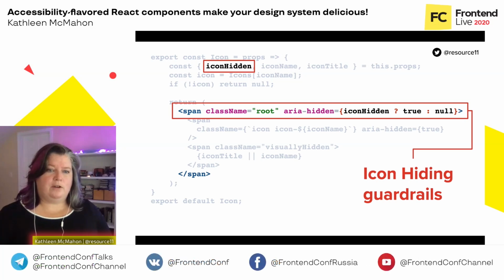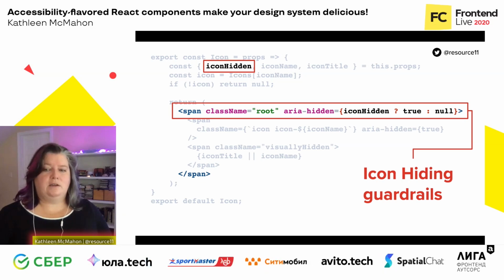This way, we are guaranteeing that the icon will read out to screen readers no matter what, unless the developer purposely specifies otherwise by passing in that iconHidden value. This true or null pattern works very well with HTML attributes that only need to be added if the value exists. Aria-hidden is one of those.